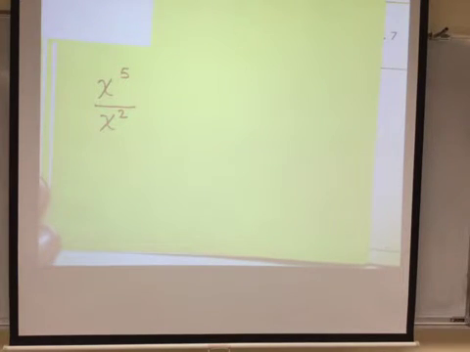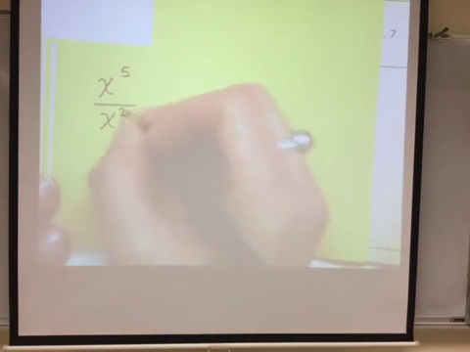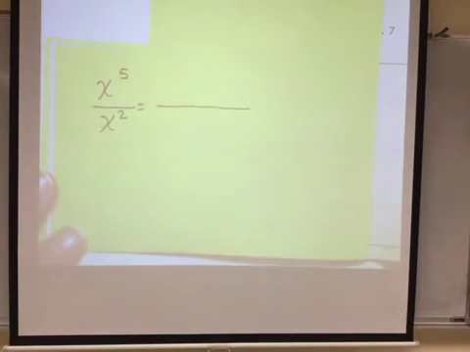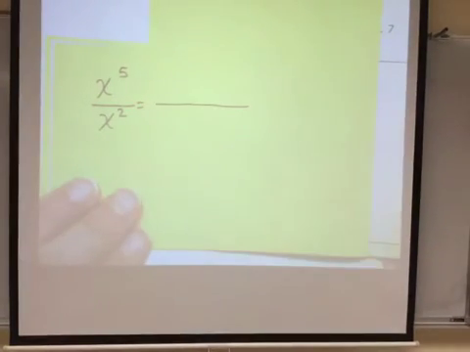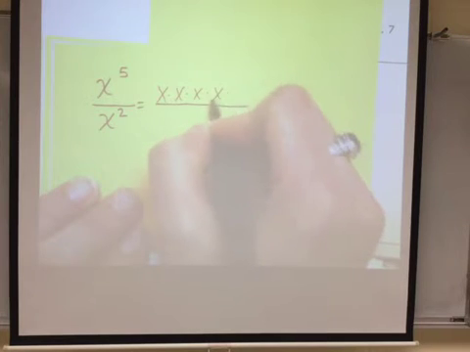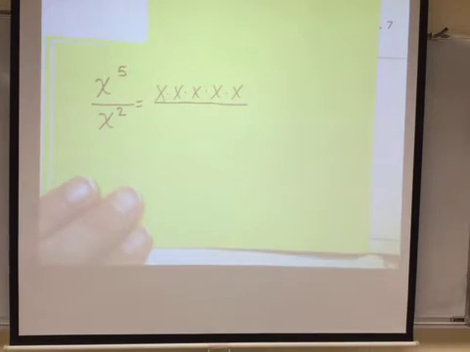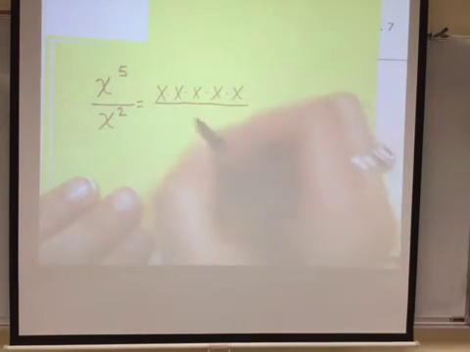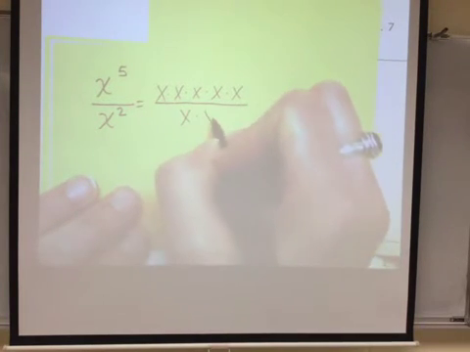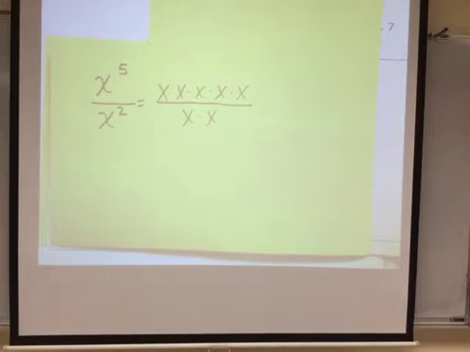Adrian, on the next page. Alright, so if I expand x to the 5th, what's that going to look like? What's x to the 5th look like if I expand it? x times x times x times x times x. Beautiful. And then x squared expanded looks like x times x, yes? Yes. Alright.